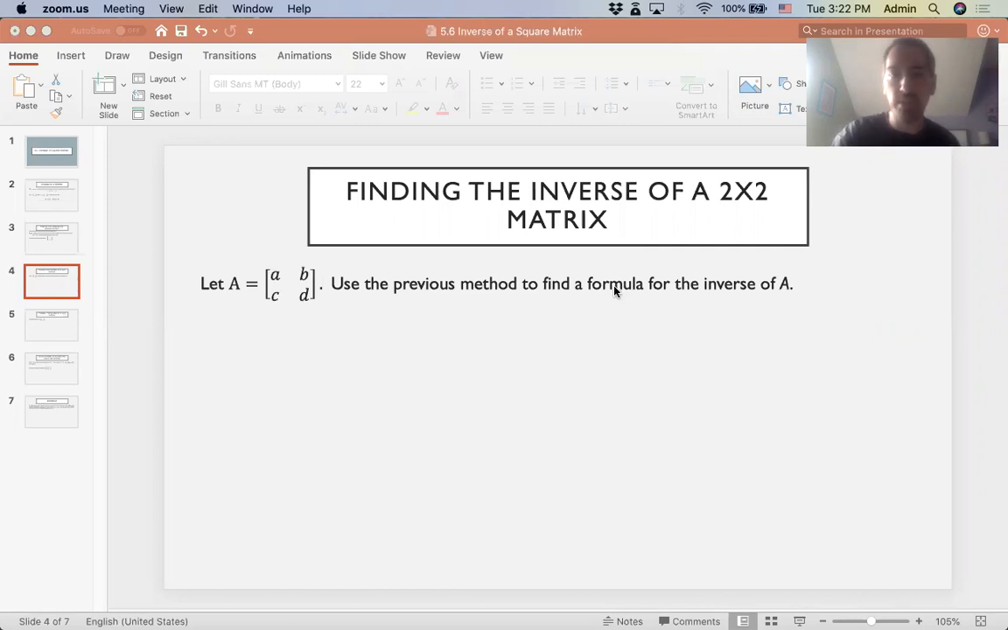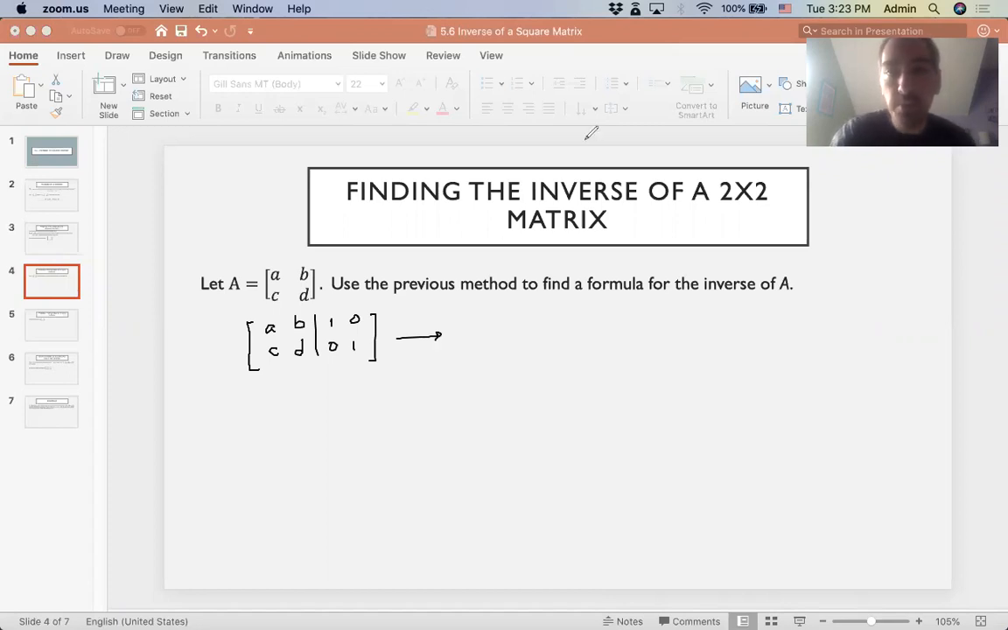So remember that previous method, what we had done is we set up the augmented matrix with the identity matrix. And we went through the process of writing this in row reduced form so that we can find the inverse. So we're working with letters. It may look and feel different, but it's the same process as what we've done before, just working with letters instead of numbers, all right?